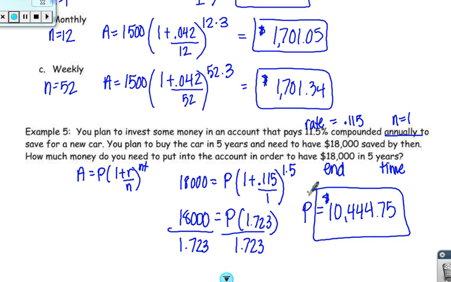If I had $10,000 right now to put into an account, I'm getting 11.5% interest rate. At the end of 5 years, I should have $18,000. That's how quickly it's going to grow.